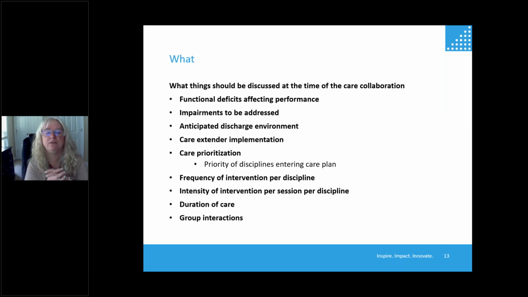And in this collaborative care process, all of you are going to be able to determine, okay, these are the impairments that we see that are creating this, whether it's strength, whether it's balance, whether it's breath support, whether it's pain. Pain can certainly be an element. So those things are part of that collaborative care process. We want to know at the time of this discussion the anticipated discharge environment. We're going to talk about the uniqueness of those different decision points. A care extender implementation, and what is a care extender? Then we're going to talk about care prioritization, or the priority of the disciplines entering into the care plan.